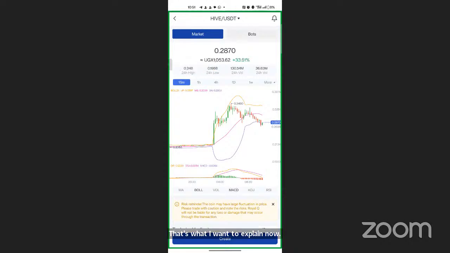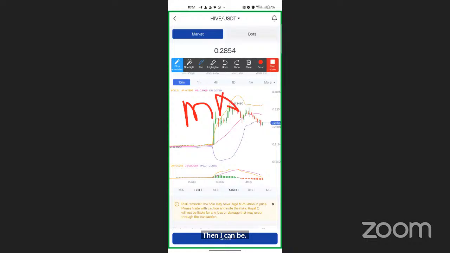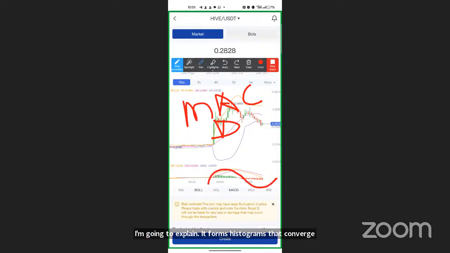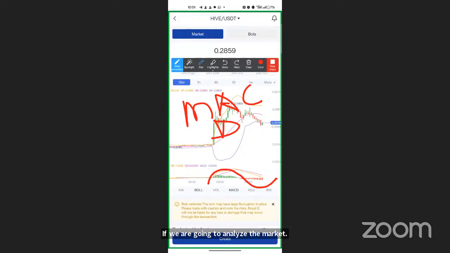Now, for the MACD, that's what I want to explain now. Let me first explain. The MACD is called moving average convergence divergence indicator. I'm going to explain. It forms histograms that converge and also diverge. They come closer and then they later extend. So this indicator is very good. But when we are analyzing the market, it also has a zero line.